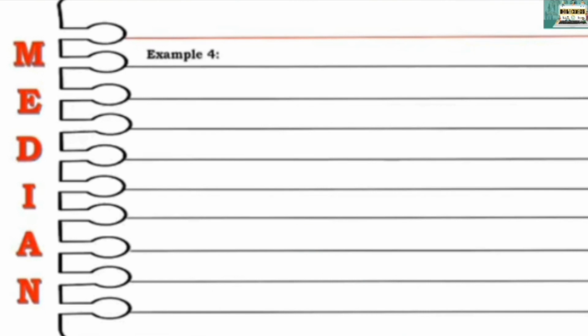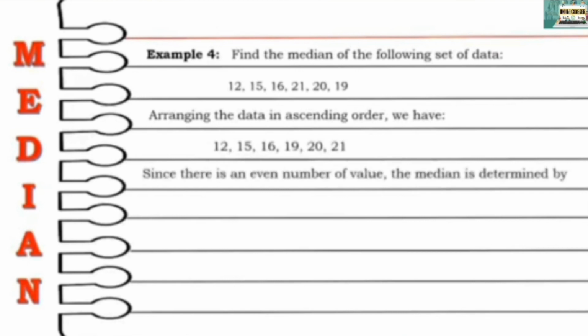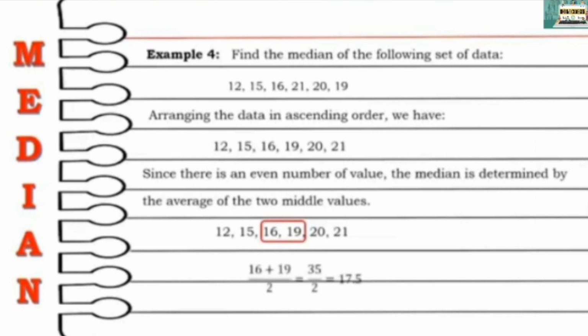Example number 4. Find the median of the following set of data. By arranging the data in ascending order, we have the following. Since there is an even number of values, the median is determined by the average of the two middle values, and those are 16 and 19. So we have (16 + 19) / 2, and that is 17.5. Therefore, the median is 17.5.